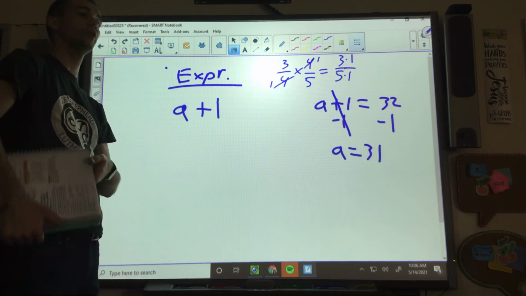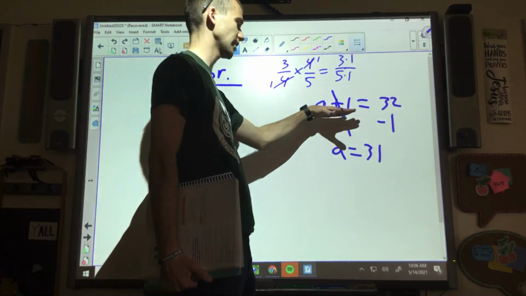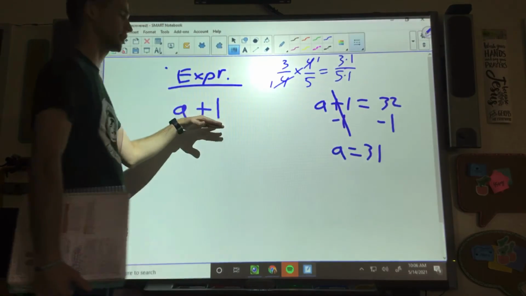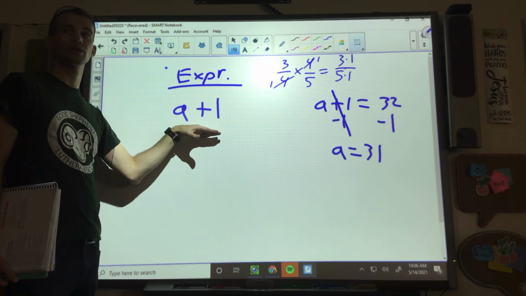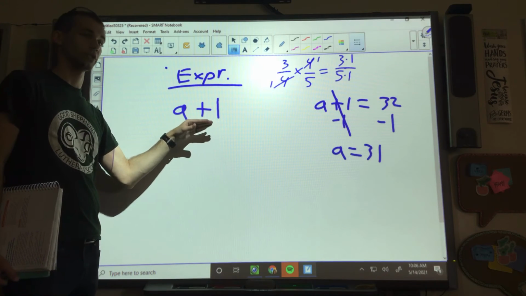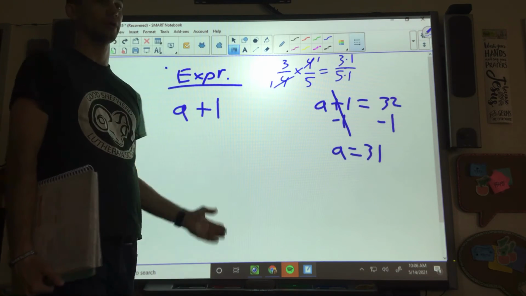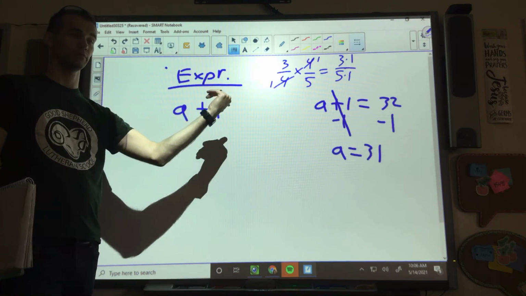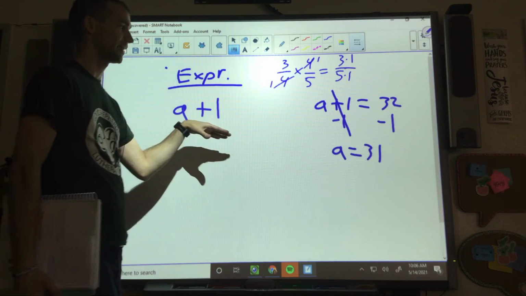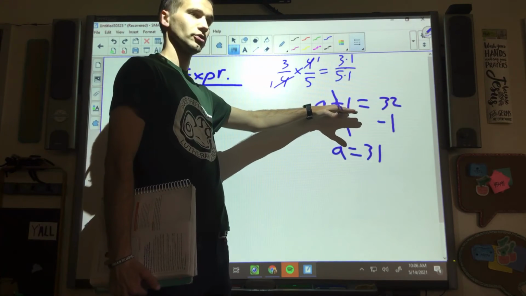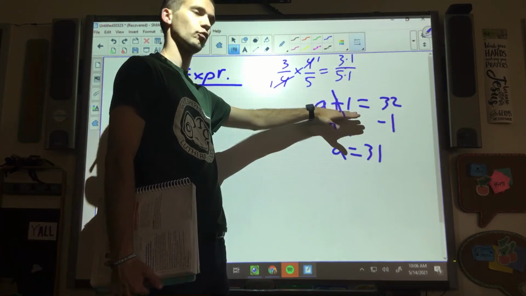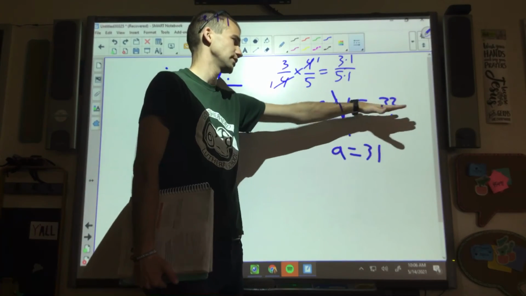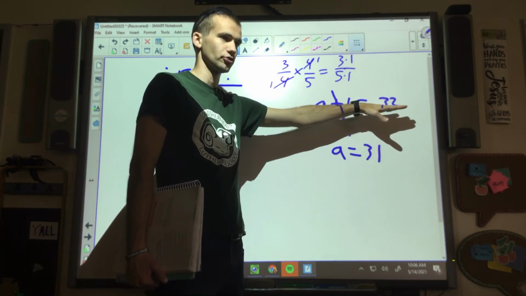Well, if I didn't tell you that out loud, and I just said, this expression right here represents how old your teacher will be 1 year from now, that would be the expression a plus 1, because you don't know his age. And then I said, your teacher will be 32 in 1 year from now. This would be the equation: a plus 1 equals 32.